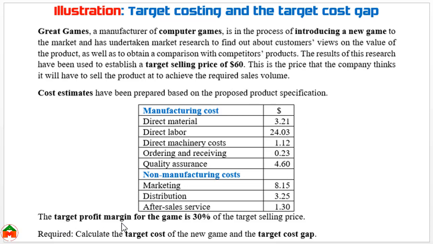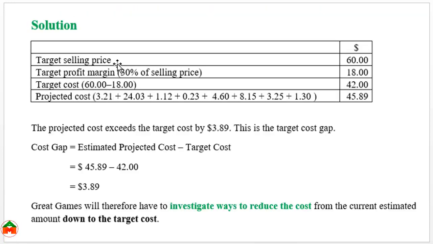However, the target profit margin for the game is 30% of the target selling price. I mean they are interested in keeping 30% profit of the selling price. Here the selling price is $60. And what is the requirement? We need to calculate the target cost of the new game, as well as determine the target cost gap. So here we can see the solution.